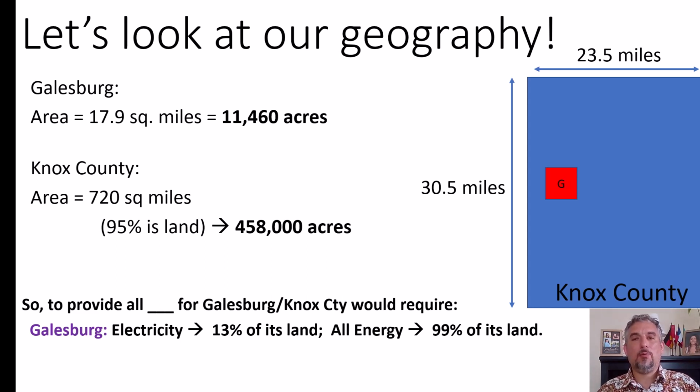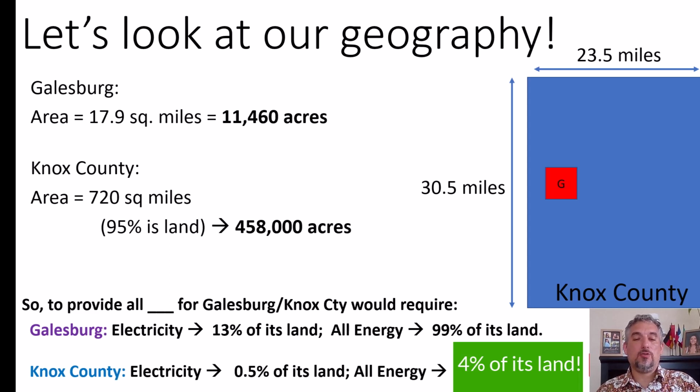And of course, we probably don't want to do that. But when we go to the county level, we look at electricity. We could produce all the electricity for all residents of Knox County, which would include those who live in Galesburg, with less than 1% of the land. And if you wanted to provide all the energy we use today in Knox County, for Knox County residents, it would require about 4% of the land.